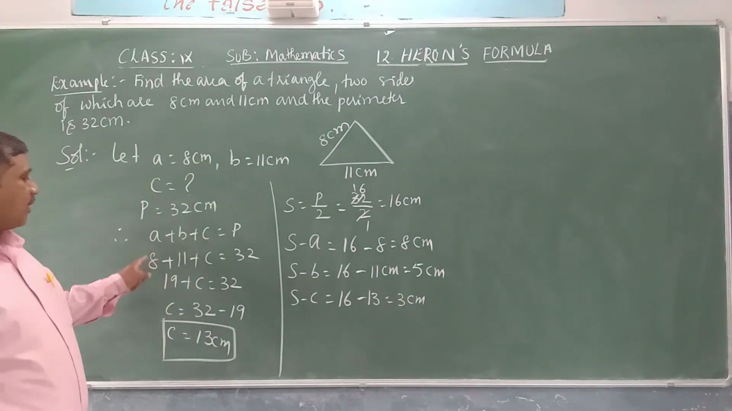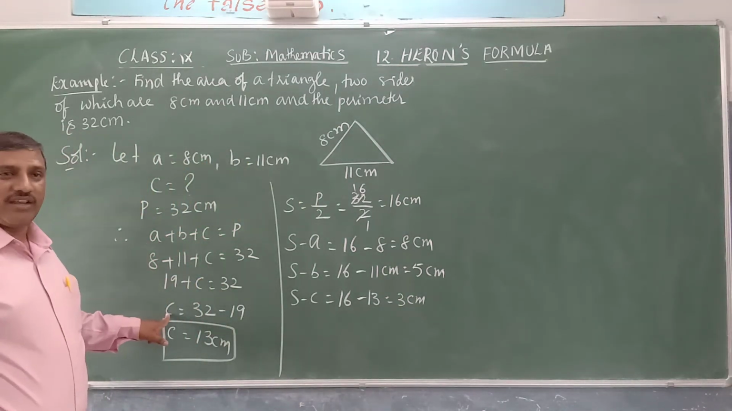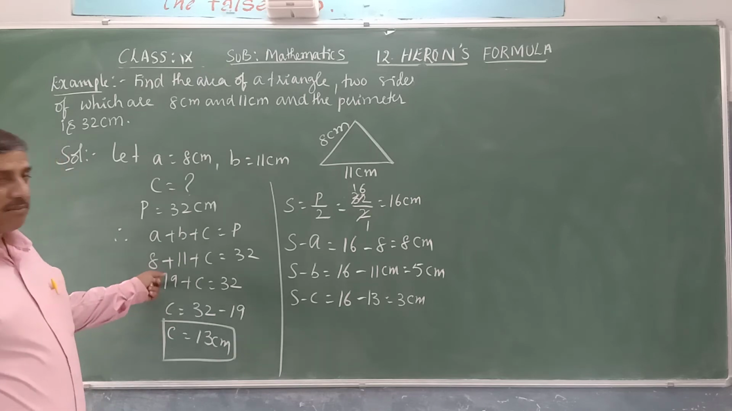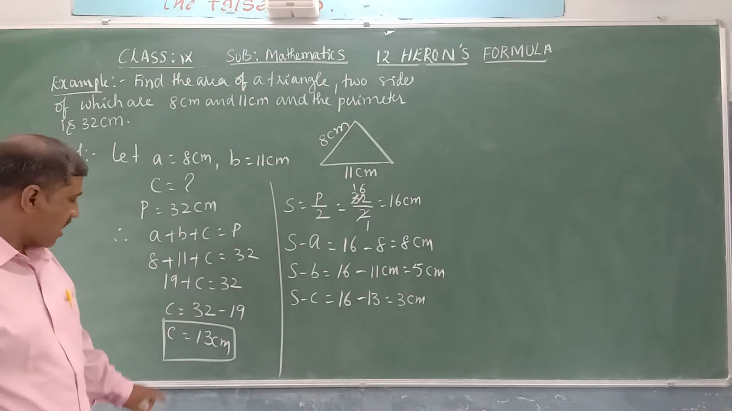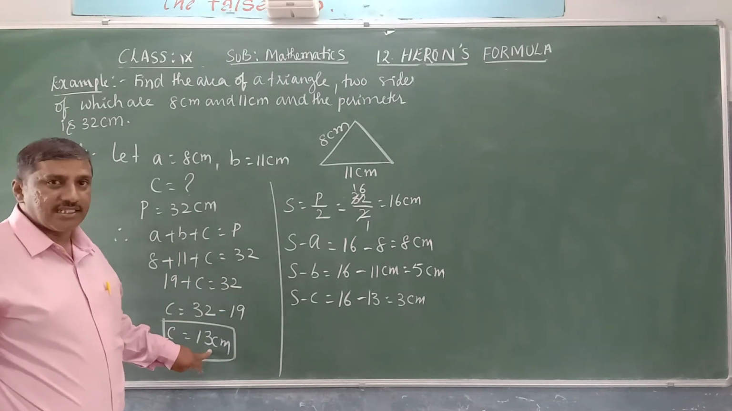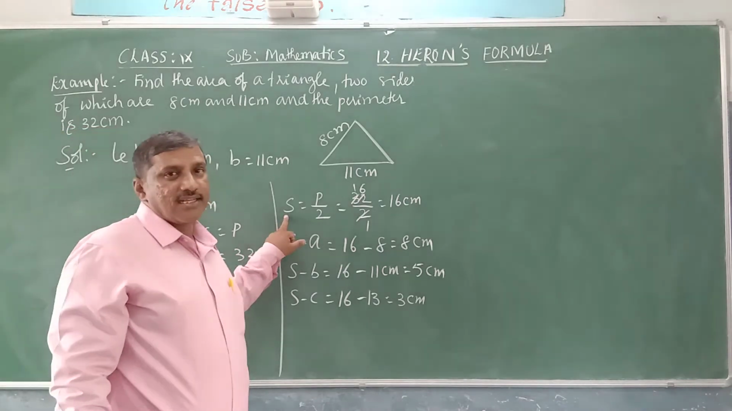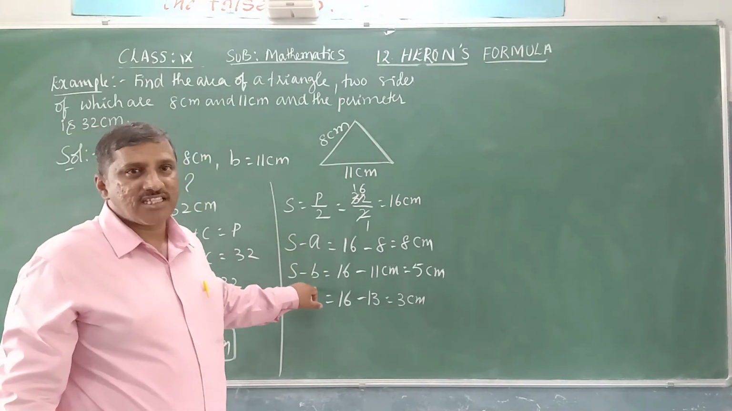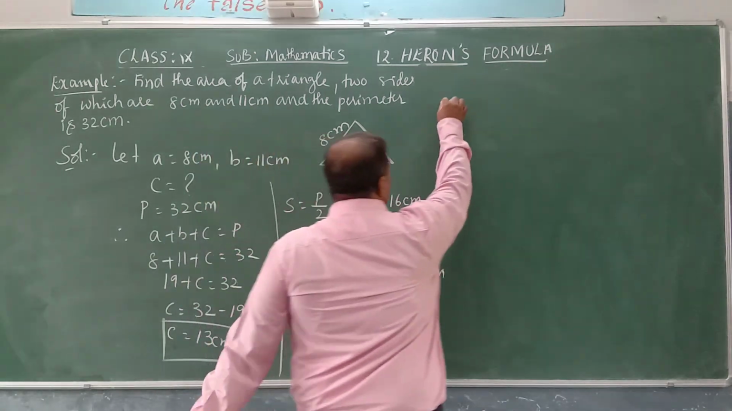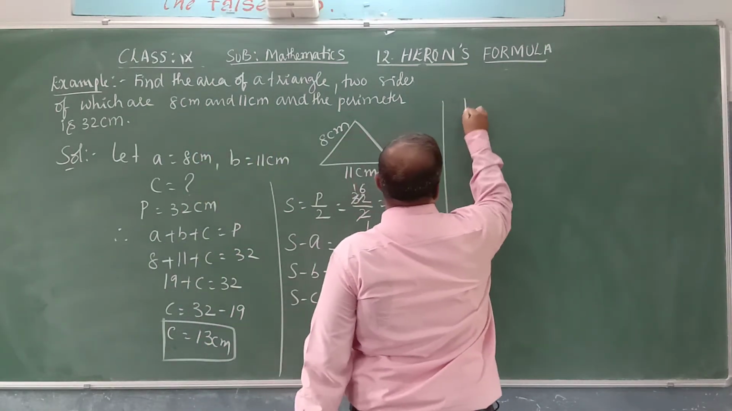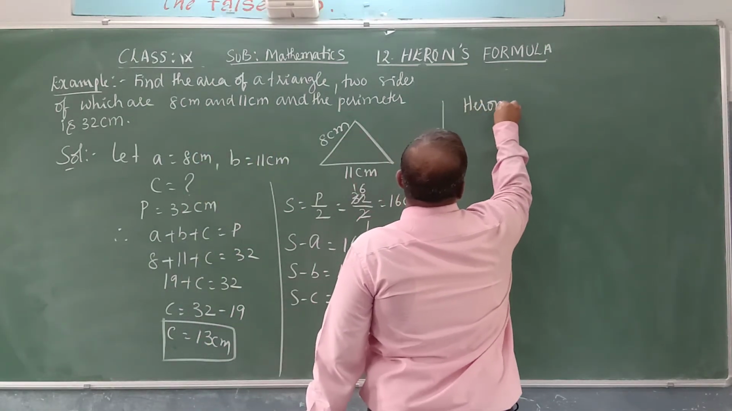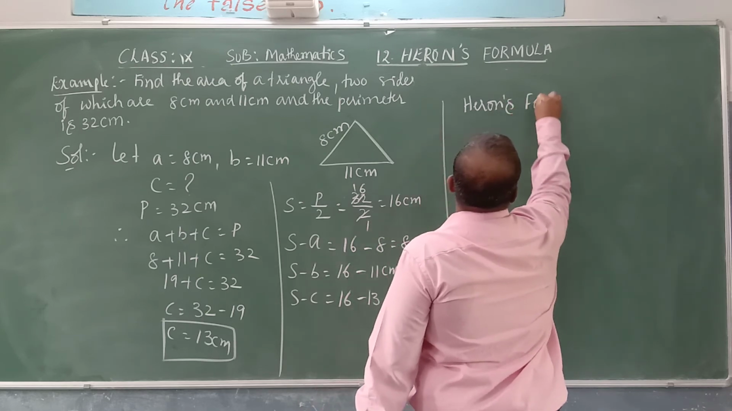Clear, children? First we have to find the third side, that we can find by subtracting the sum of the two sides from the perimeter, and we got the third side as 13 centimeters. Find S, then you find S minus A, S minus B, S minus C. Now area of triangle, that is Heron's formula. Area of triangle using Heron's formula.